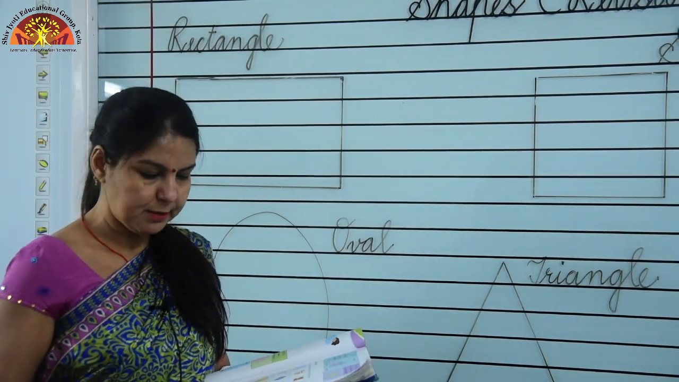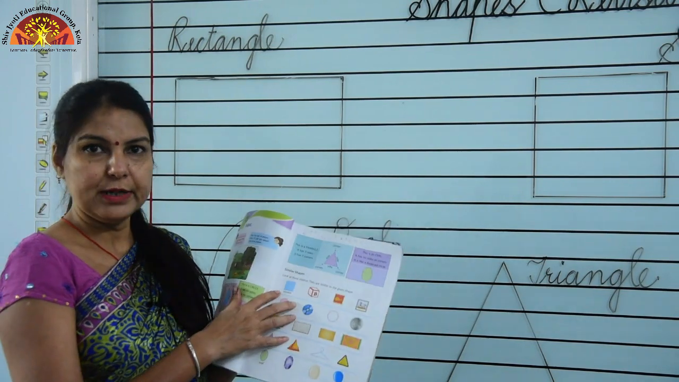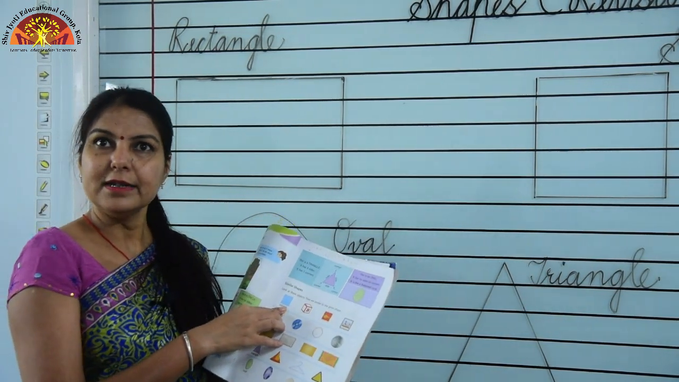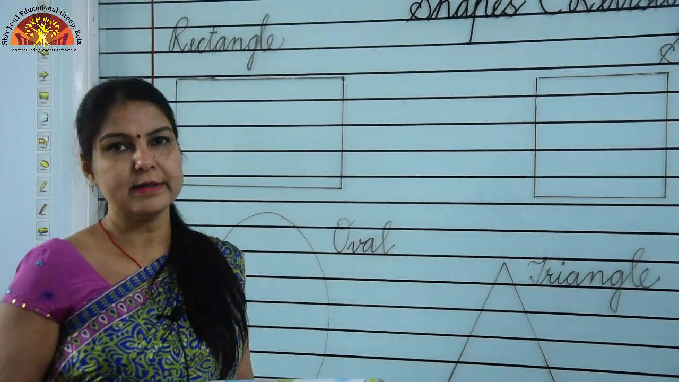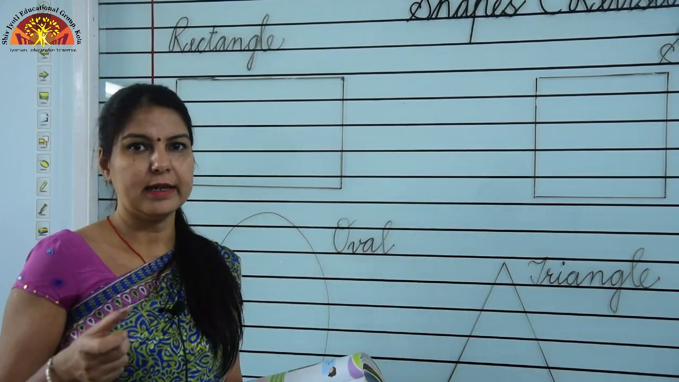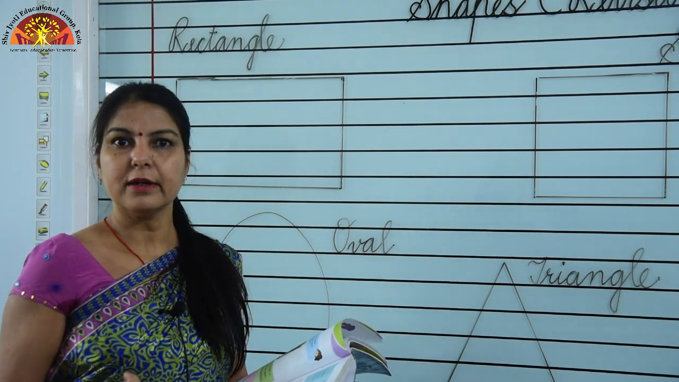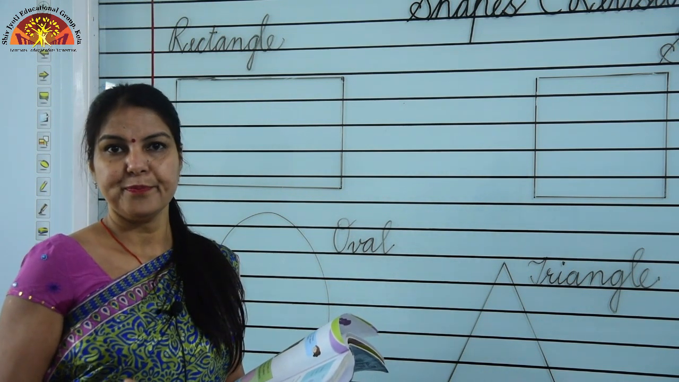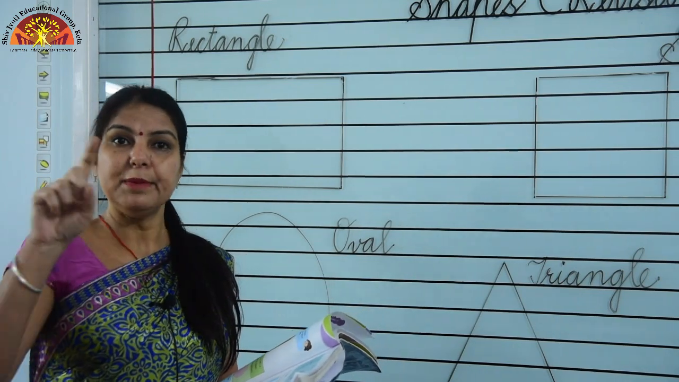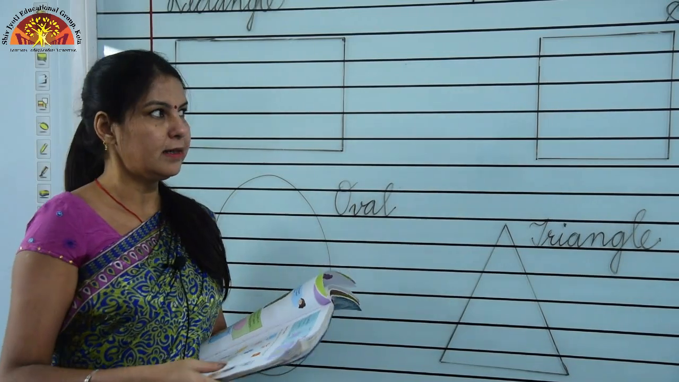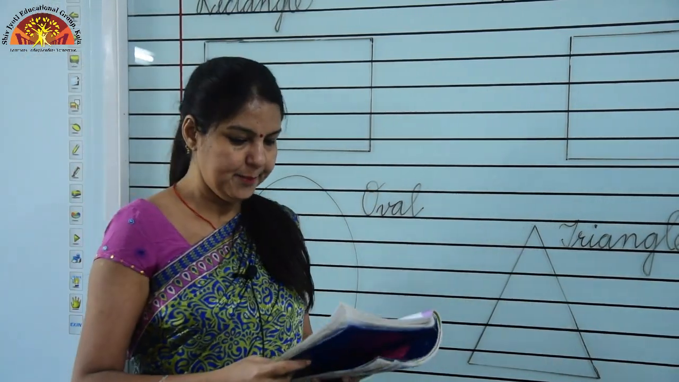So look at the page number 63. Here one square is given and what things are similar to it? You can see dice when you play Ludo and snake and ladder. Dice looks like a square, and maybe any clock is at your home. Some clocks may be in circle shape and some may be in square shape. So you can identify these shapes very easily.